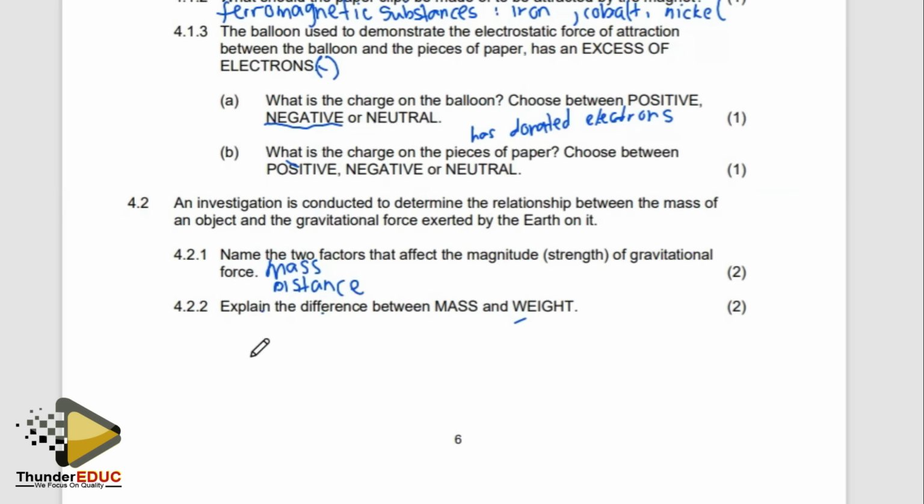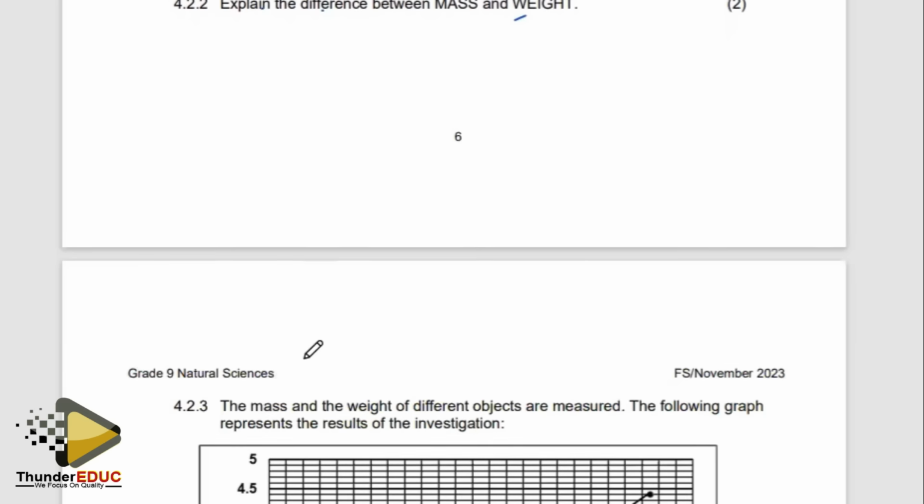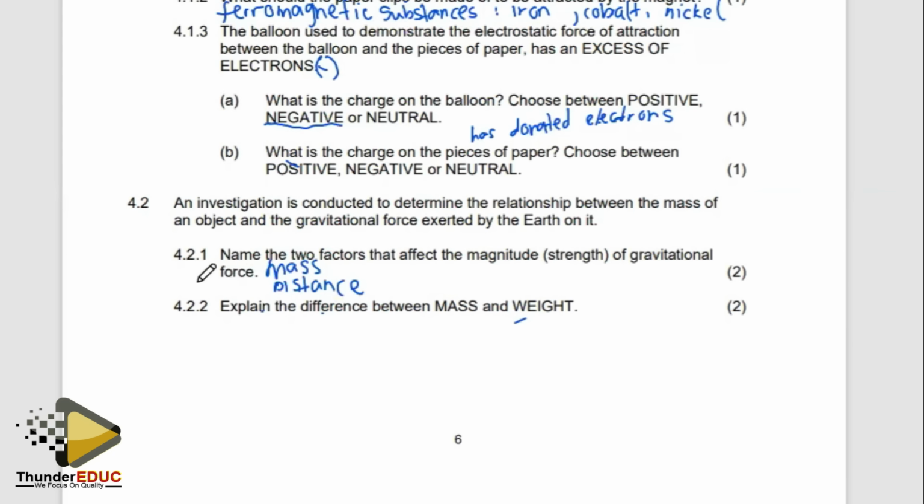Explain the difference between mass and weight. Oh, before we move on, I just want to explain 4.21. How does it affect the magnitude? When we have mass, the greater the mass, the stronger the gravitational force. Then when we talk about distance, when distance increases, the force of gravity decreases.